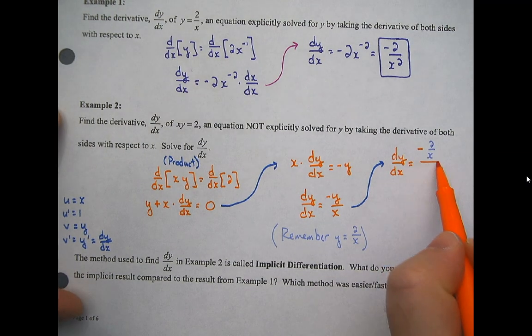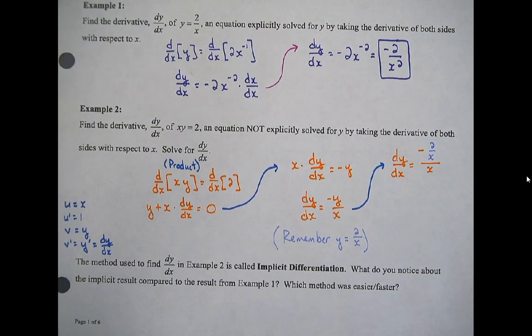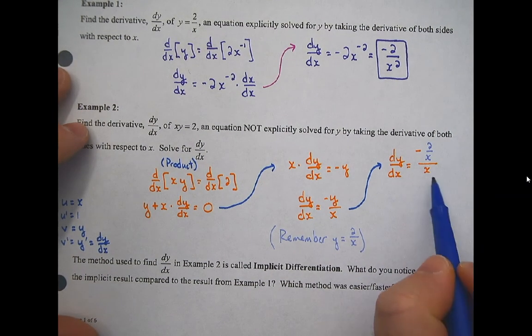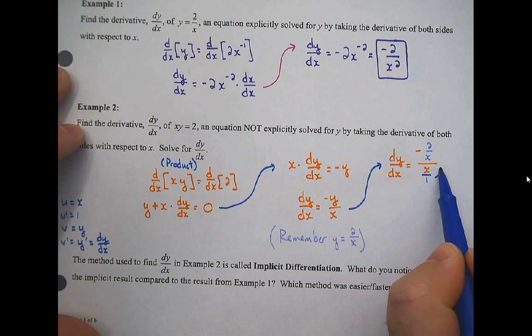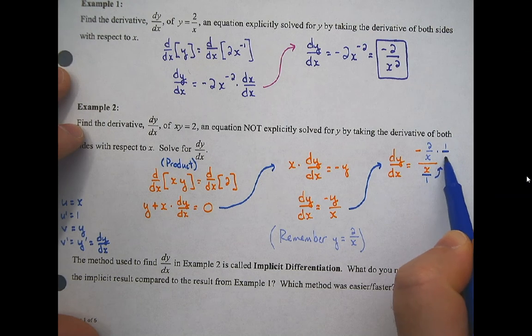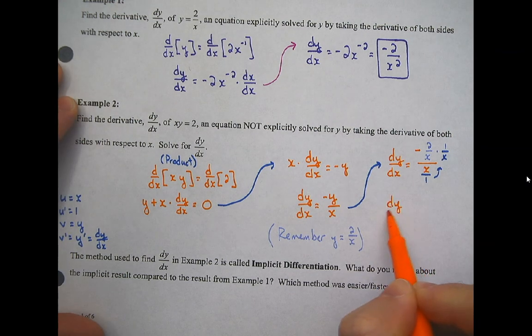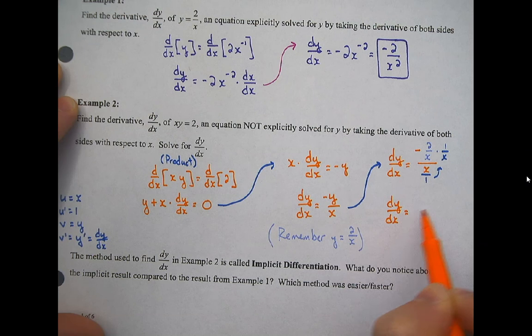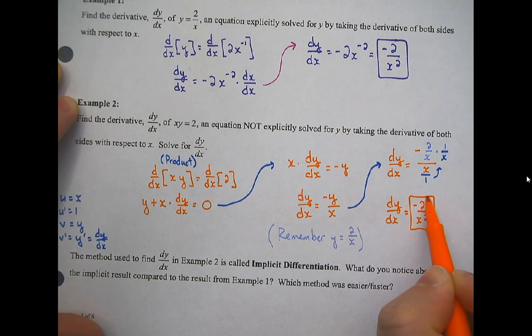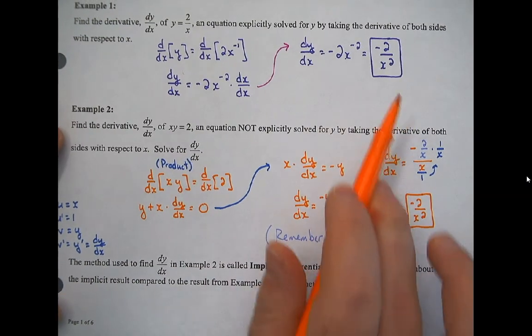over x, which we know the only way to handle a fraction divided by something is to do a flip and multiply. So I'm going to do a flip and multiply. I get 1 over x up there. If I multiply straight across, I get dy dx equals negative 2 over x squared. I hope that looks familiar because that's the same as what we got up here.